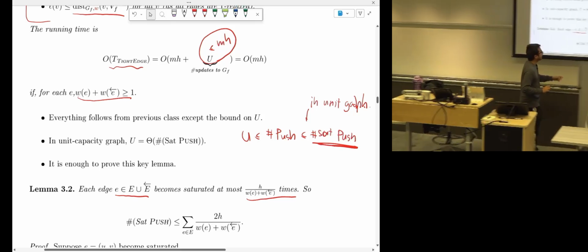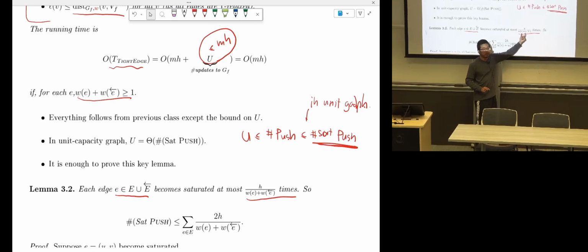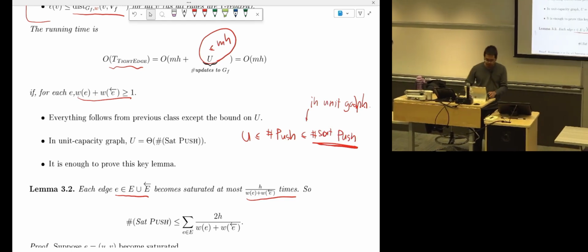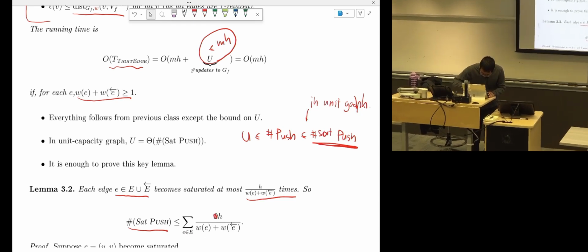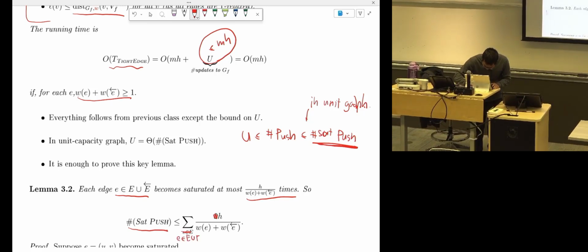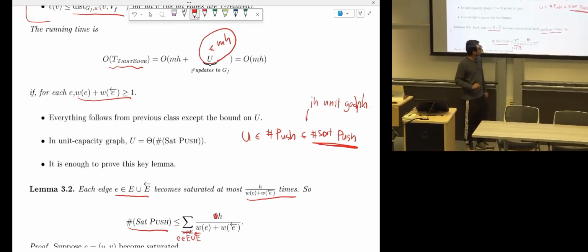Every edge is saturated at most h over the sum of the weight of itself and its backward one. But if that's the case, then the total number of saturating pushes, summing over all edges, and the backward ones, e in E union E backward, is just this.